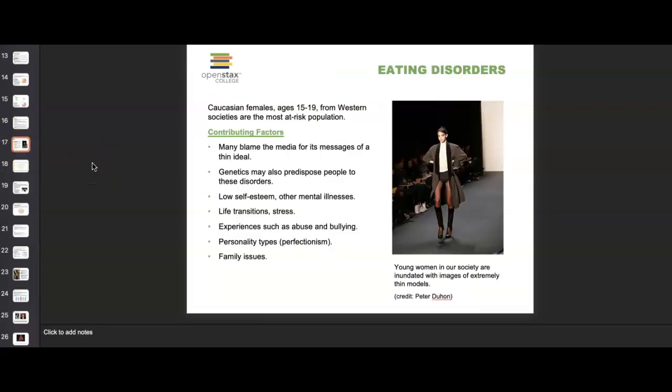Caucasian females ages 15 to 19 from Western societies are the most at-risk population. Contributing factors: many blame the media for its messages of a thin ideal. Genetics may also predispose people to these disorders. Other factors include low self-esteem or mental illnesses, life transitions and stress, experiences such as abuse and bullying, and personality types. So if you're a perfectionist, this can contribute to an eating disorder, as can family issues.